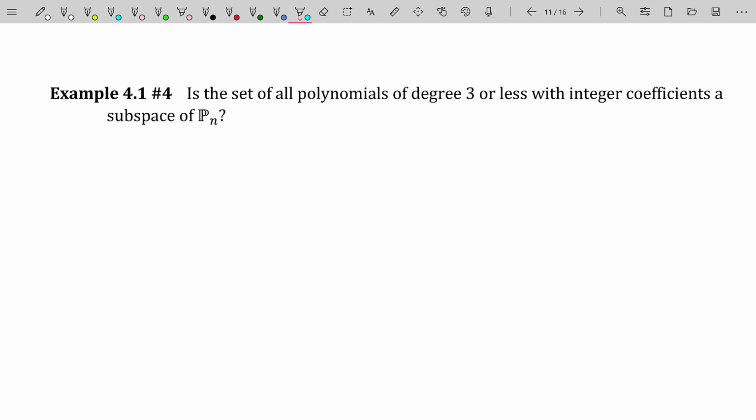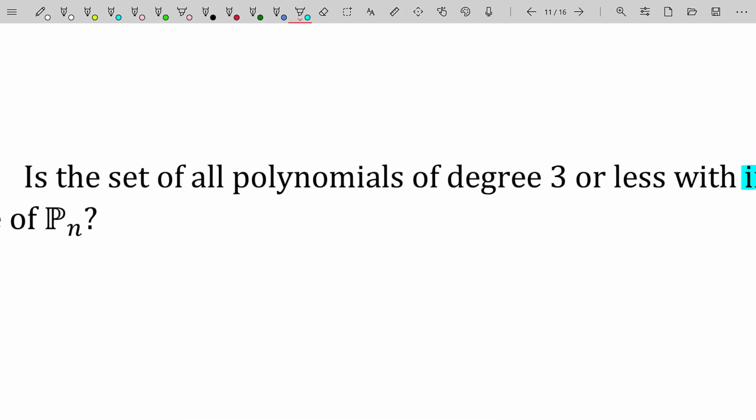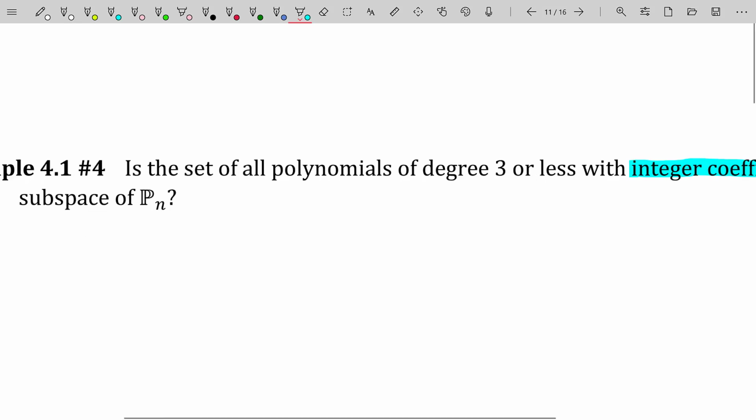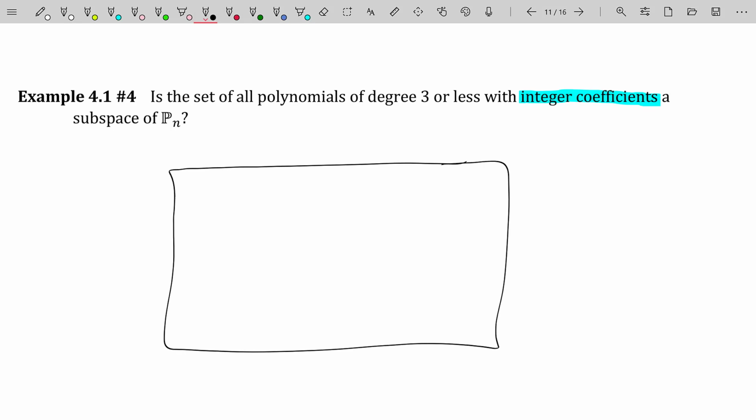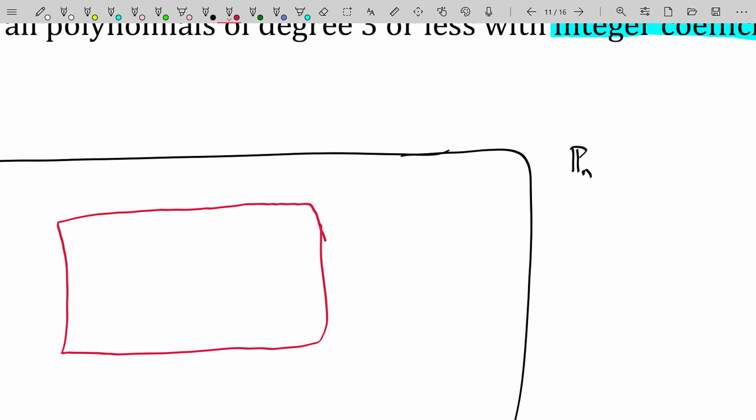So let's take a look at an example here. Is the set of all polynomials of degree 3 or less with integer coefficients, let me highlight that because it's important, a subspace of P sub n, which is a set of polynomials of degree n or less? Well, we could all definitely agree that it is a subset of P sub n, because P sub n is a very large set containing all polynomials of degree n or less. And we're going to take a slice of that, specifically the set of all polynomials of degree 3 or less.